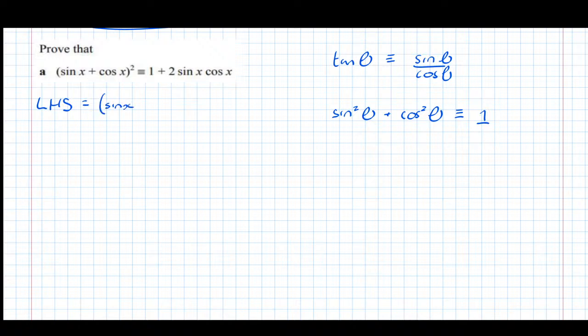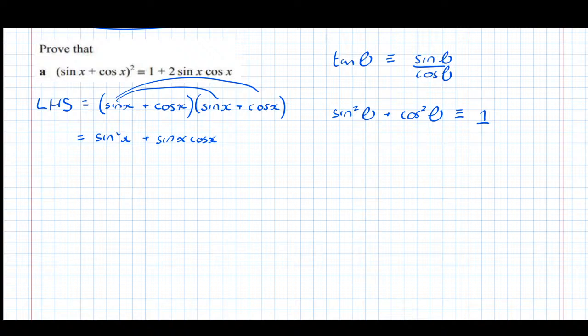And what I want to do now is multiply those brackets out. It's the only thing I can do. Sin x plus cos x, sin x plus cos x. But never refer to the right-hand side until the very end in a proof. Equals. Okay, so we've got sin squared x there. Got sin x cos x there. We've got another sin x cos x there. And we've got a plus cos squared x there.